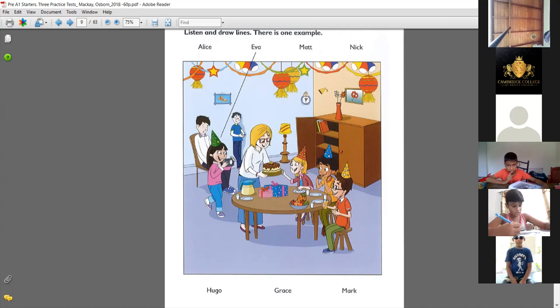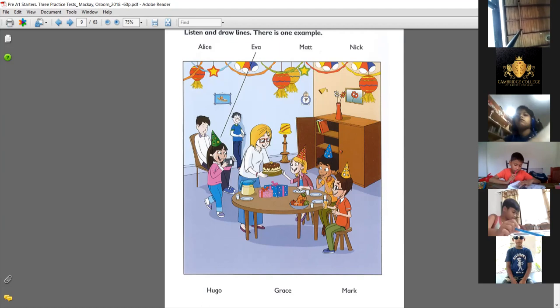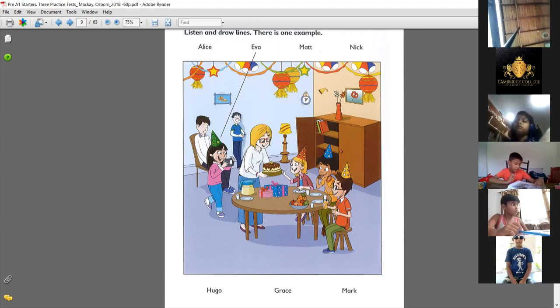Three. And what's that boy's name? The boy on his phone? That's Matt. He's my brother. Oh, he's got a nice phone. I know. It's new. He loves it.